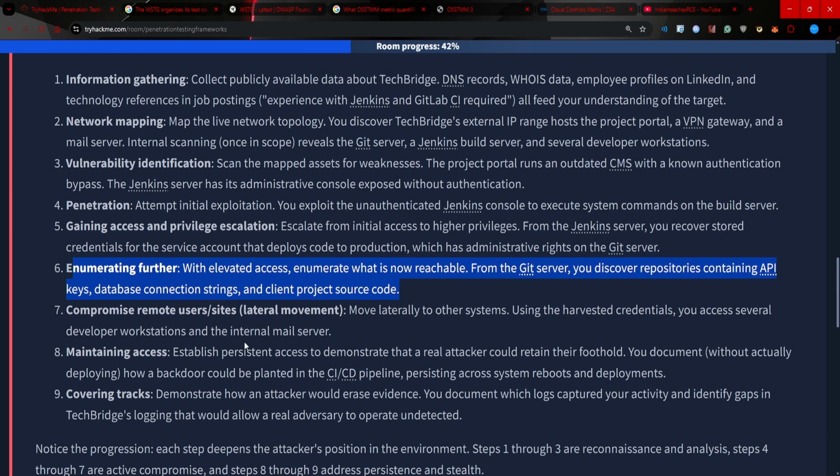Obviously. Compromise remote users' sites. Lateral movement. Move laterally to other systems using harvested credentials. You access several developer workstations and the internal mail server. I really wonder how good this must feel, to hack all of this.